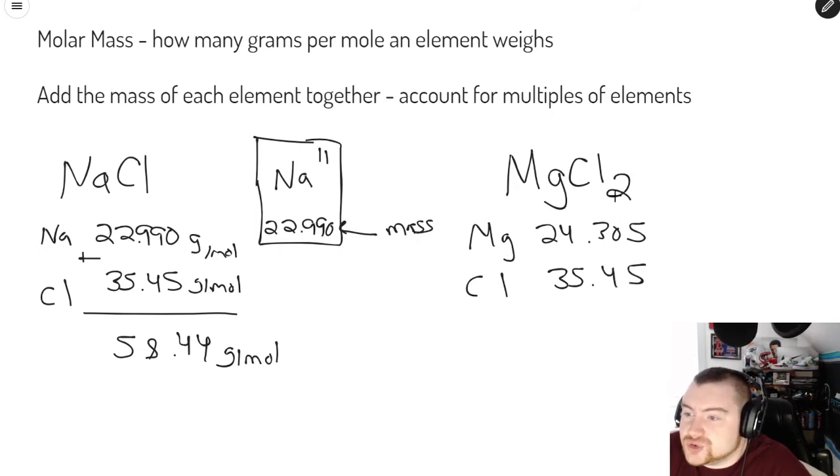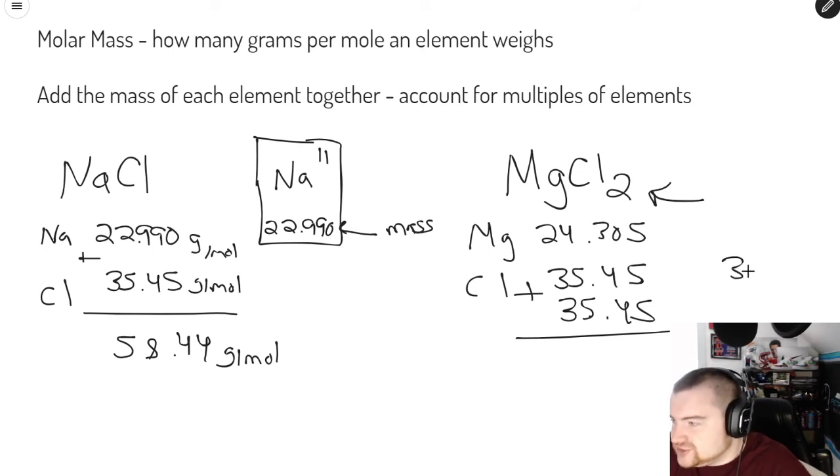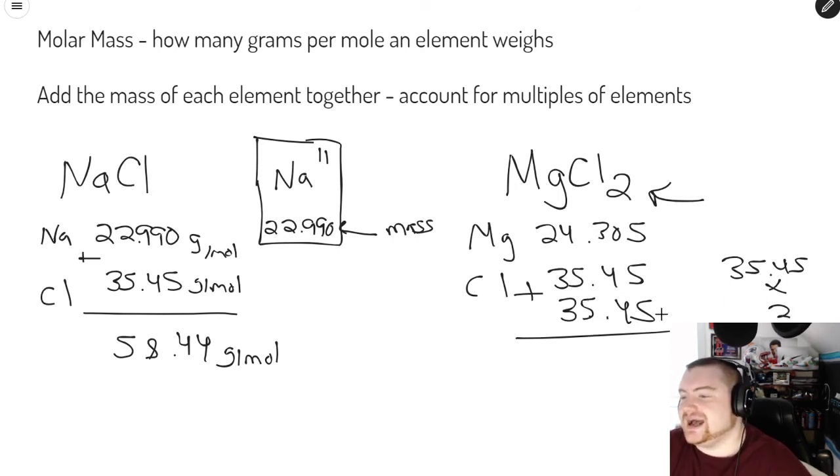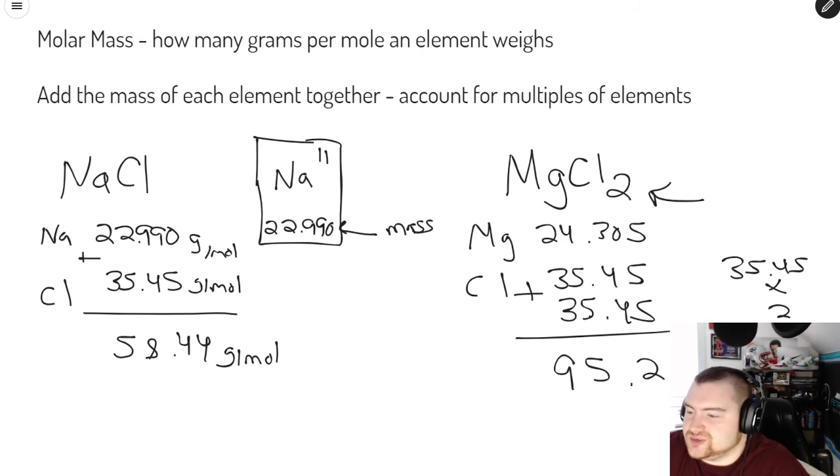Now, we have 2 chlorine, right? We have 2 chlorine in our formula. So that means we need to put in 35.45 twice, or we can do 35.45 and multiply that by 2 before we use that. Okay, we can multiply it by 2, or we can just do what I did here, which is I just added it twice, and that'll get us to 95.21. Okay, so that's going to be our grams per mole for magnesium chloride.